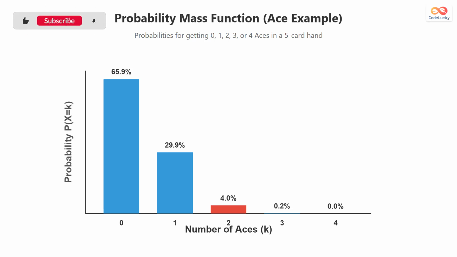If we calculated this for every possibility, getting 0 aces, 1 ace, 2, 3, or 4, we get this graph. As you can see, getting 0 aces is the most likely outcome, happening about 66% of the time. Getting 2 aces, as we calculated, is rare, and getting 3 or 4 is extremely unlikely.